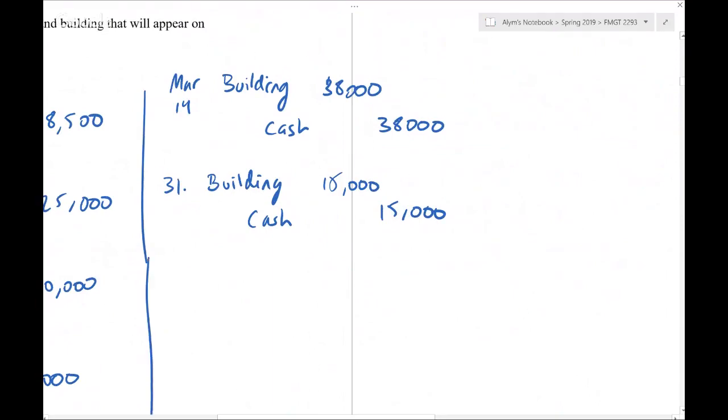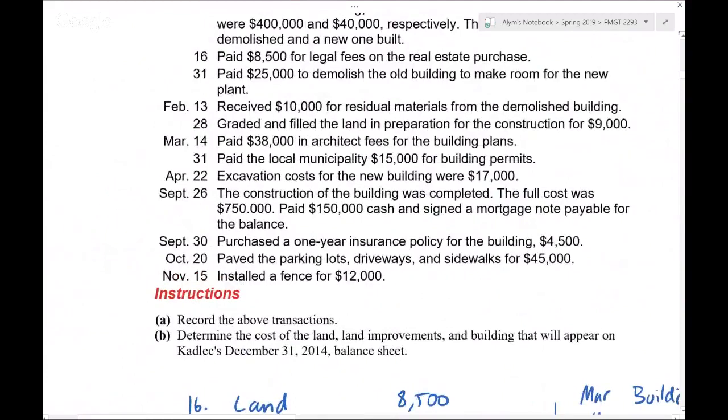On April 22nd, excavation costs for the new building were $17,000. Okay, I'll save us the trouble. Those excavation costs, we're going to debit building, credit cash. Again, $17,000.